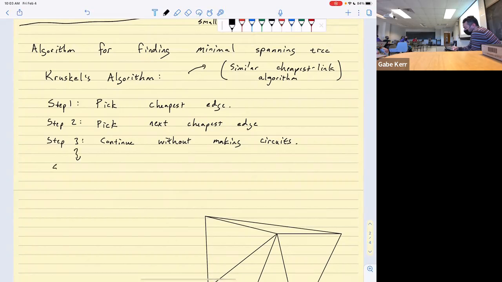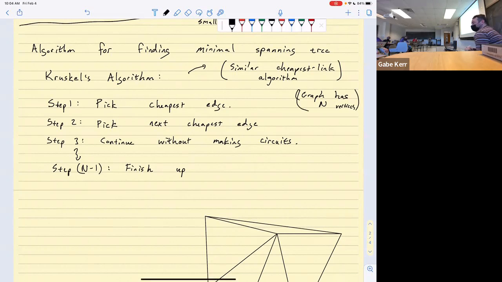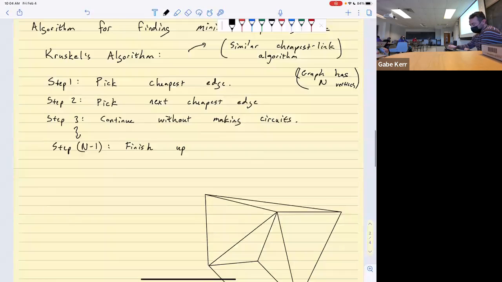And then step n-1, finish up. Let's say the graph has n vertices. Finish up, I mean, pick your last edge. Okay.